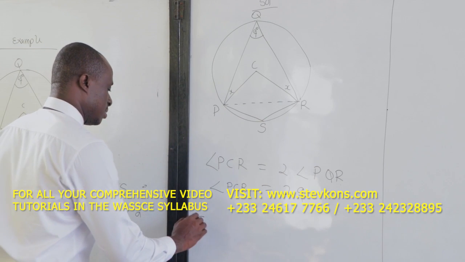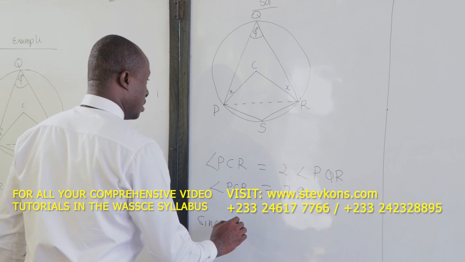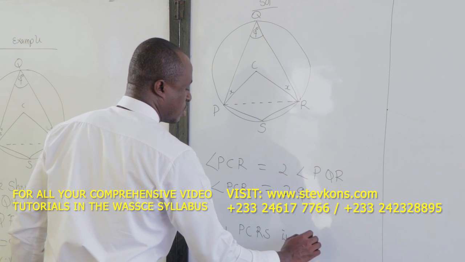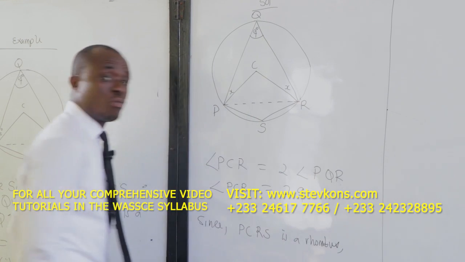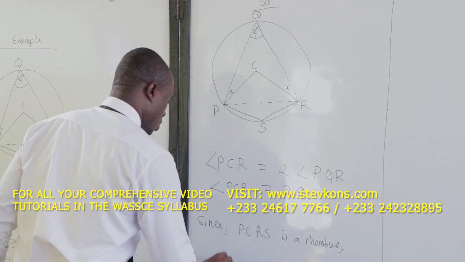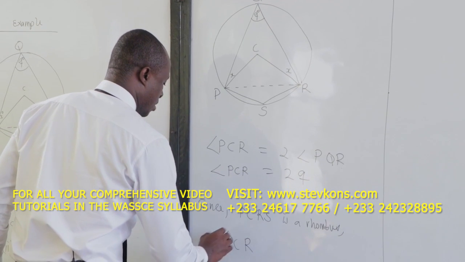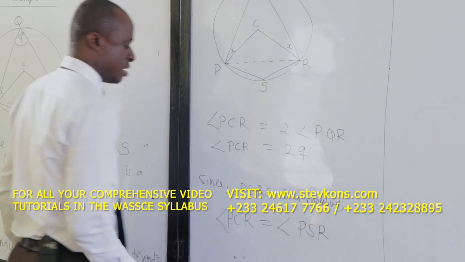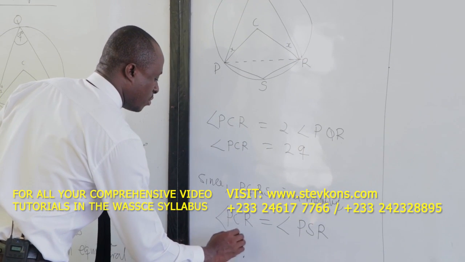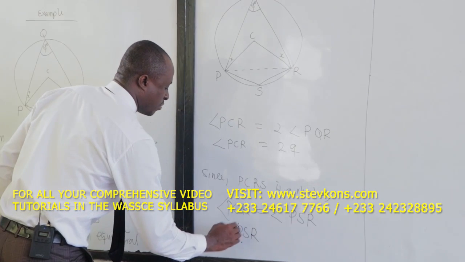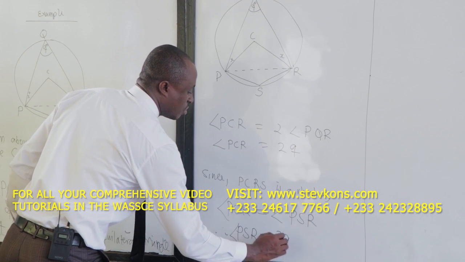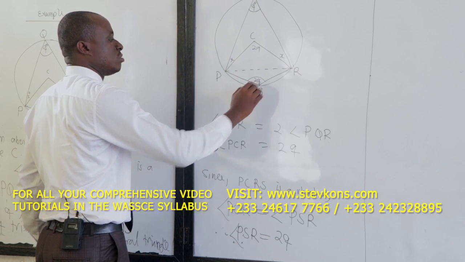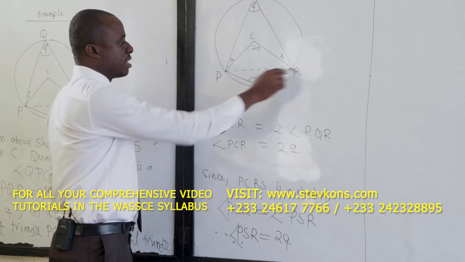Now, since PCSR is a rhombus. Now, for a rhombus, opposite angles are equal. So, angle PCR is equal to angle PSR. Therefore, angle PSR is also 2Q. So, this is 2Q. Clearly, this is what? 2Q. Now, PR is a chord.